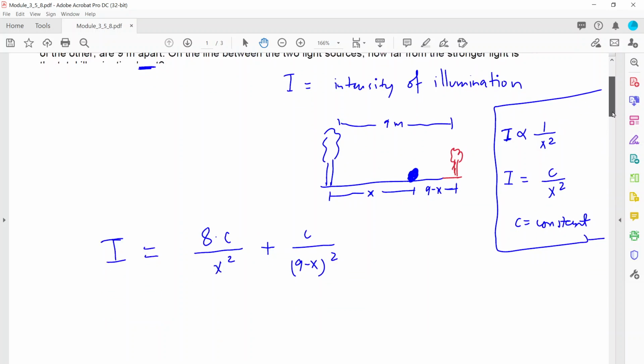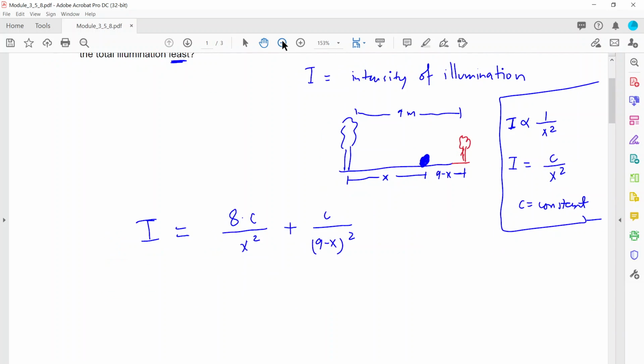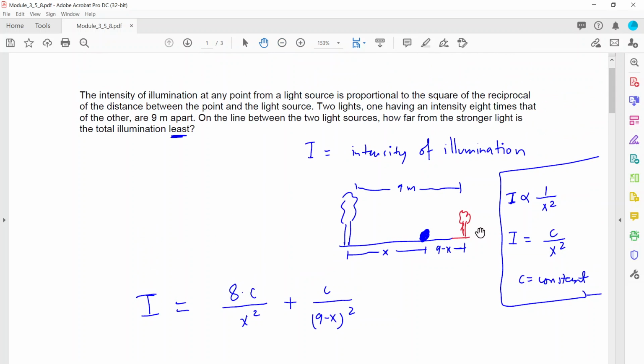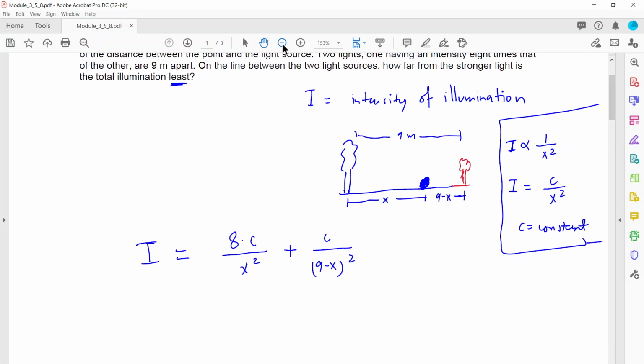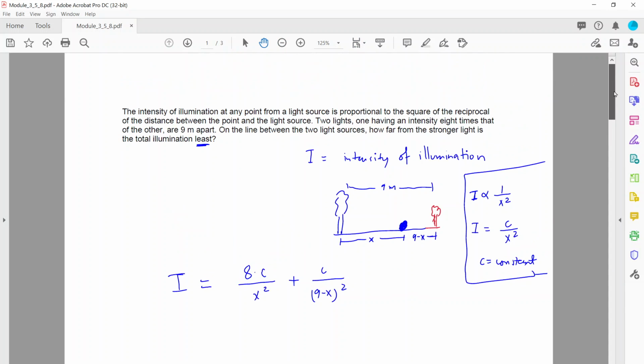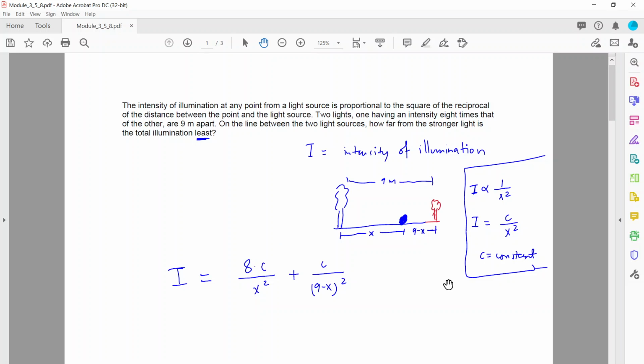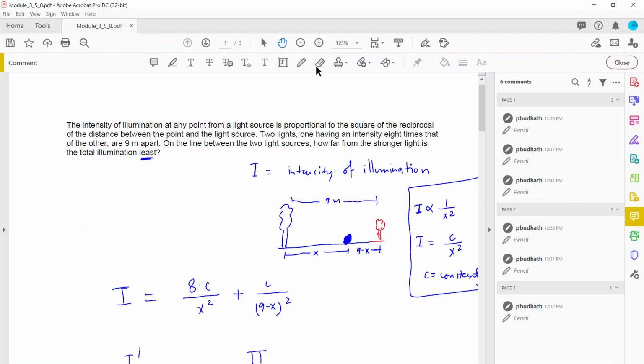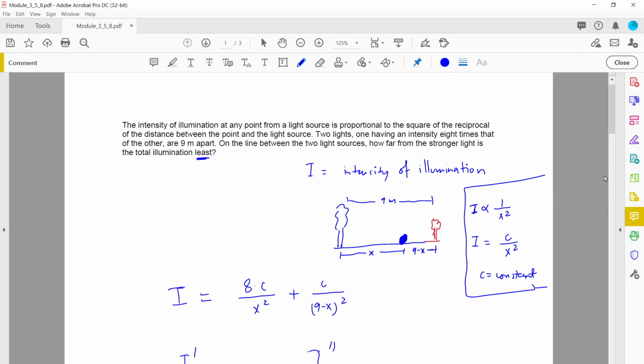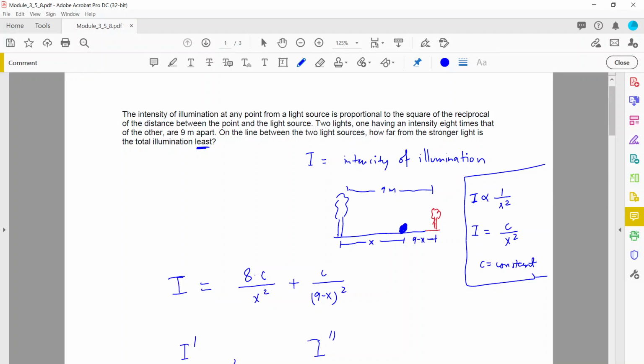To find that, we use calculus. That means we use the first derivative and second derivative. To use the first derivative and second derivative test, we need to find the critical points. So we need to find the first derivative, we need to find the second derivative, and we need to find the critical points. And critical points can be found by equating the first derivative with 0.